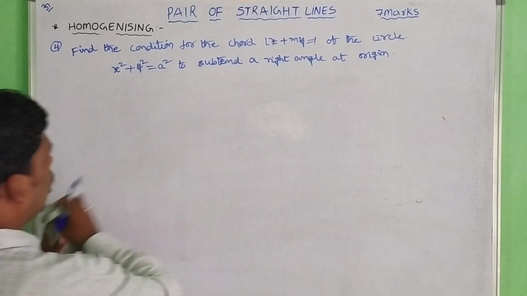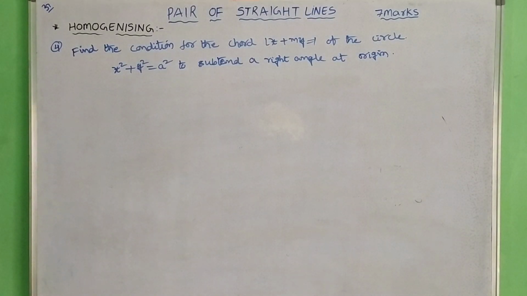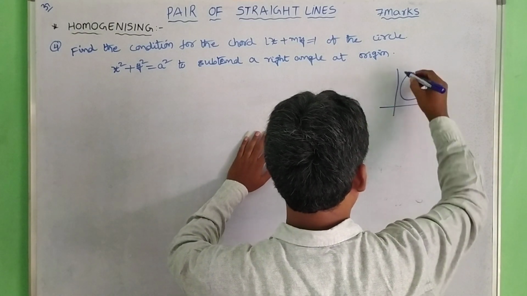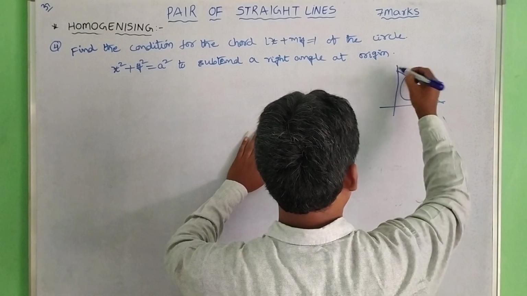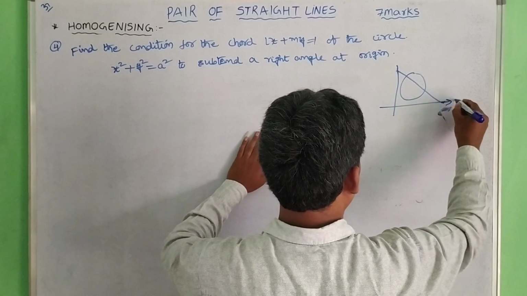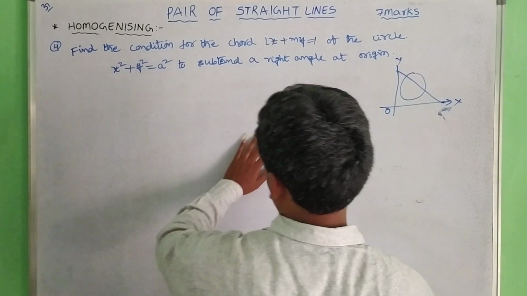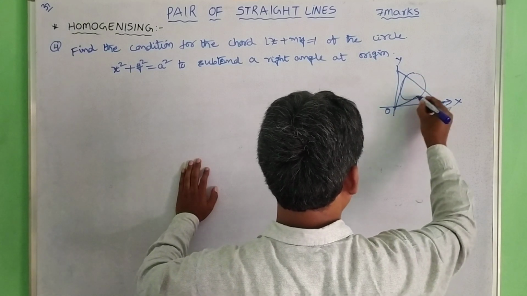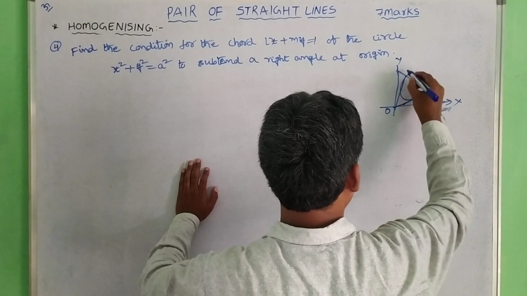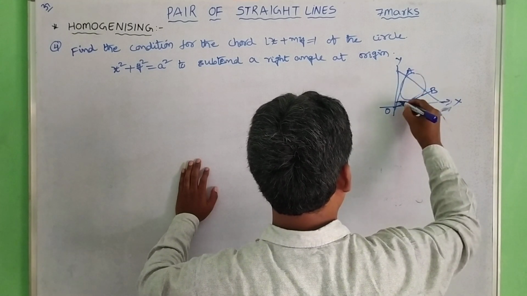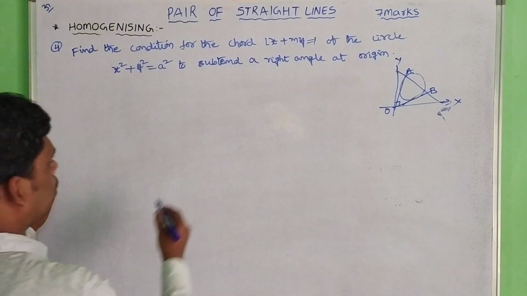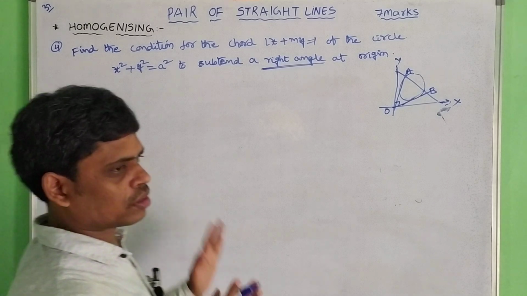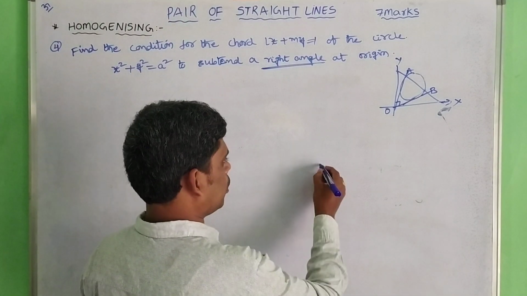This is not a curve, this is a circle, and this is the chord. The diagram is: this is the circle, this is the chord. This is the x-axis, this is the y-axis, this is the origin. Find the condition for these two lines, these are the points of intersection. These two are perpendicular, which is also given in this problem. Already we know that the two lines are perpendicular, the condition is a plus b equals to 0.